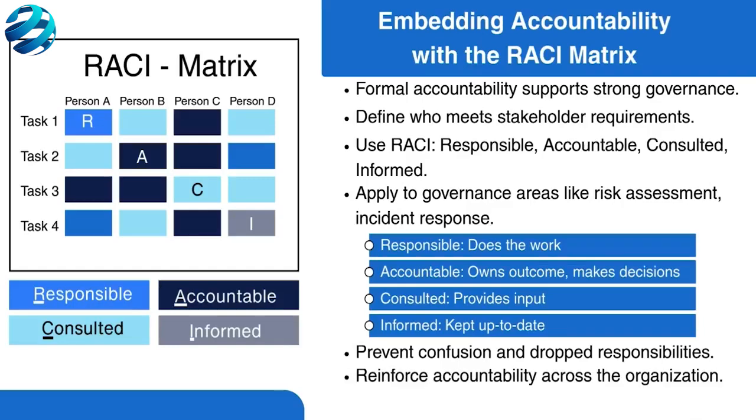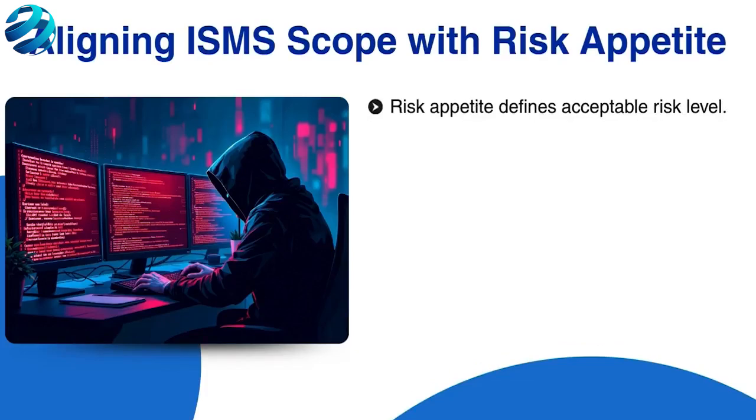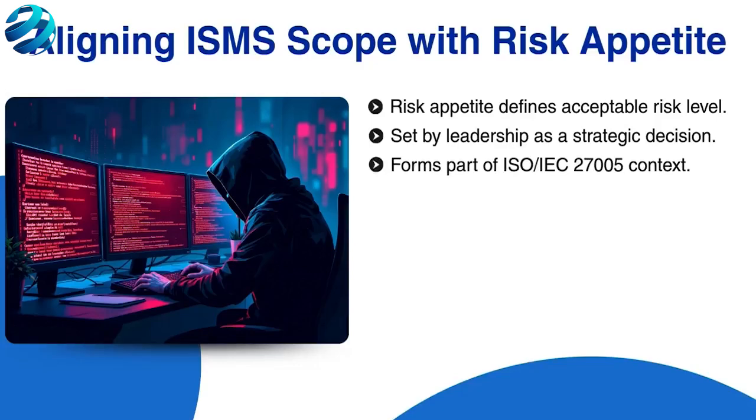embedded throughout the organization. Risk appetite is a fundamental concept in governance, representing the amount and type of risk that an organization is willing to pursue or retain. This is not a technical decision, it is a strategic business decision made by top management as part of the context establishment in a risk management framework like ISO/IEC 27005.